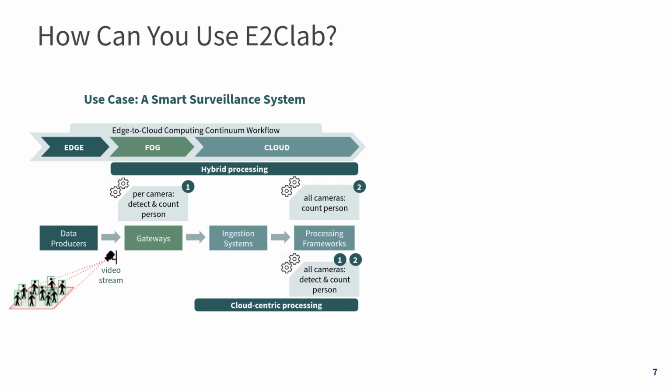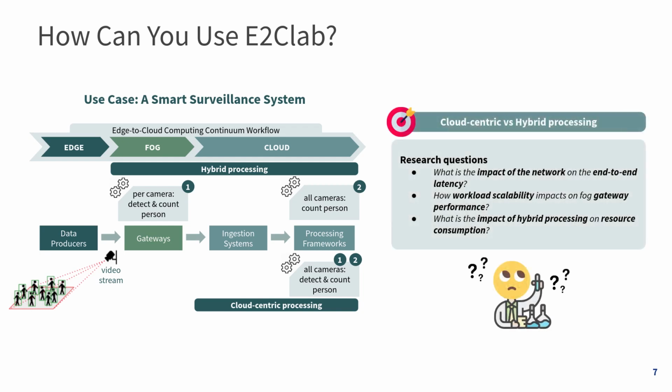So, after you have developed this application, you want to understand the performance of both processing approaches. So, in order to choose between them, you have defined the following research questions. What is the impact of the network on the end-to-end latency? How does workload scalability impact fog gateway performance? And what is the impact of the hybrid processing on resource consumption? So, on the next slides, I will show you how E2Clab helps you to answer those questions and to choose between both processing approaches.